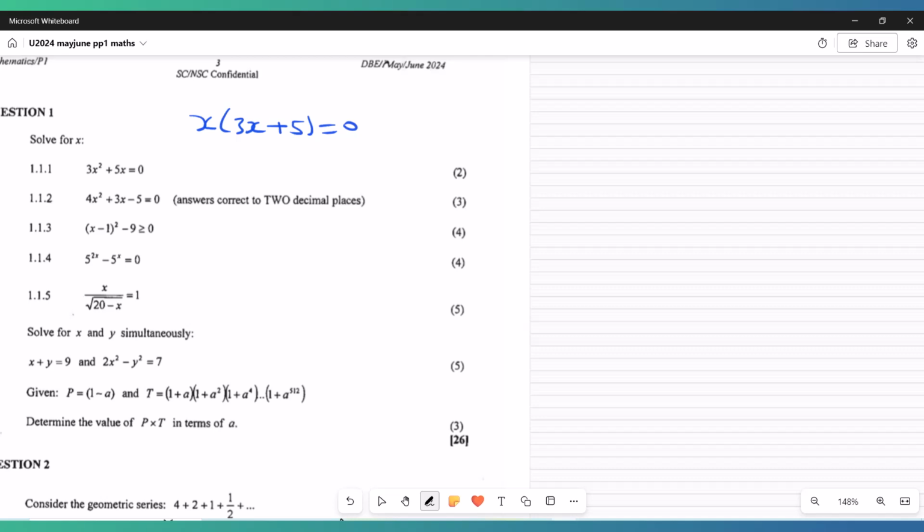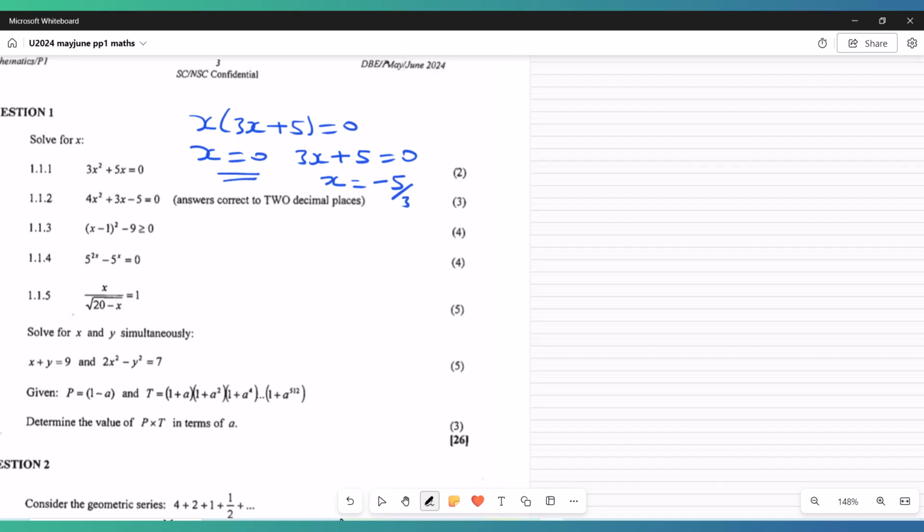Now, because of the 0 here, we use what we call the zero product rule, which means either x equals 0, or the bracket is 0, that is 3x plus 5 equals 0. If you take the 5 this side, it becomes negative, so x equals negative 5 over 3. So we have two answers here: x equals 0, and x equals negative 5 over 3.